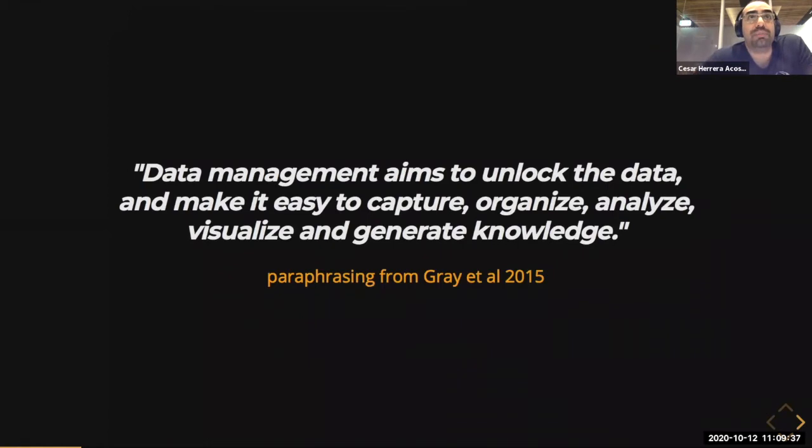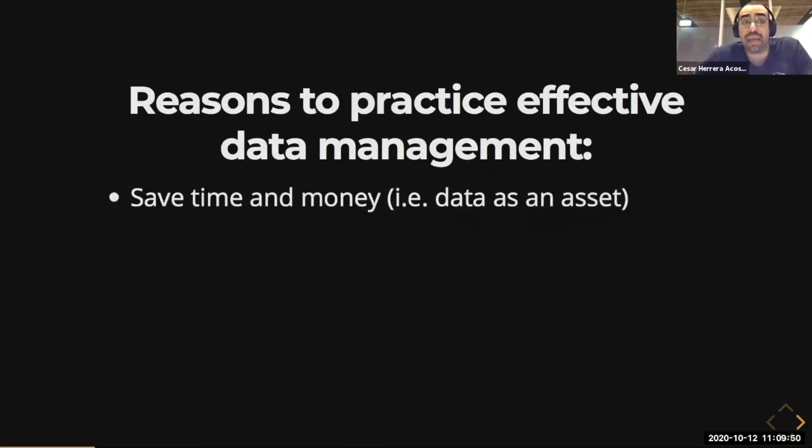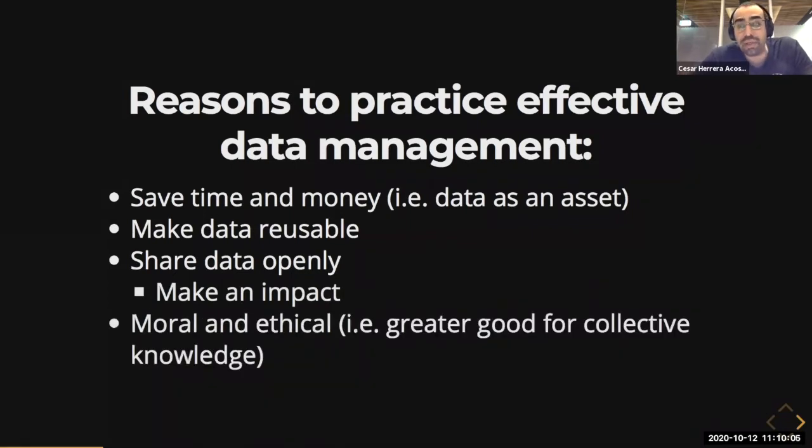Well, data management is important because it aims to unlock the data and make it easy to capture, organize, analyze, visualize, and generate knowledge. Some of the reasons to practice good data management are that it can save time and money for yourself, your team, and others. It can make data reusable. Of course, if you are into open science, you can also share data and make an impact by sharing it. And of course, there are other moral and ethical reasons. If you are trying to seek the greater good for collective knowledge, I think that preserving data and making it reusable is also important. Not to mention that some funding bodies require that you preserve the data into the future.